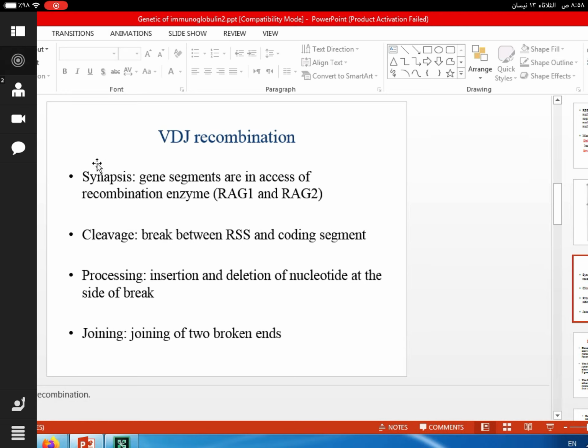In synapsis, gene segments are brought together in the presence of the recombination enzymes RAG1 and RAG2. Cleavage is a break between the RSS and the coding segment. Processing is insertion and deletion of nucleotides at the site of the break, and finally joining of the two broken ends.